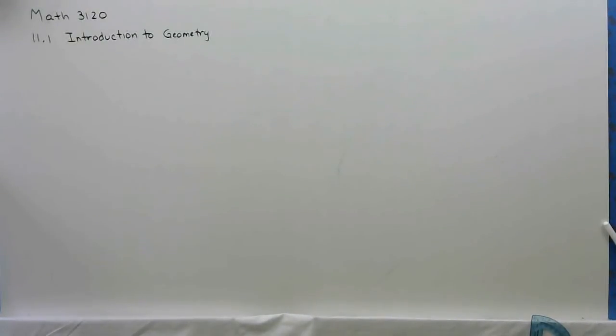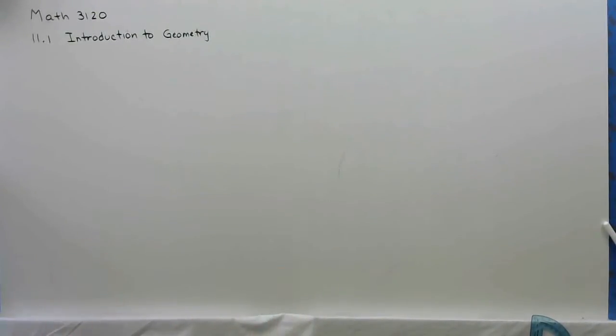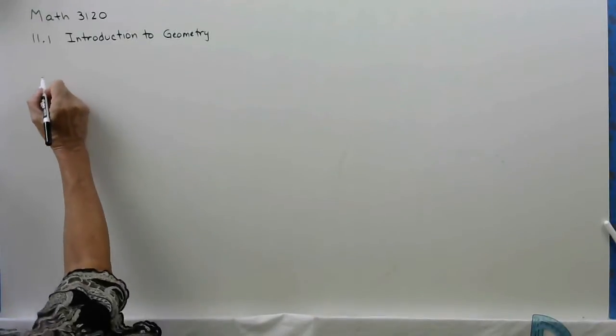All right, we are going to start with some geometry with chapter 11, and section 11.1 is primarily vocabulary. So sit back, relax, get your fingers all warmed up for all the vocab we're going to be looking at today. What we want to take a look at first of all is a point.